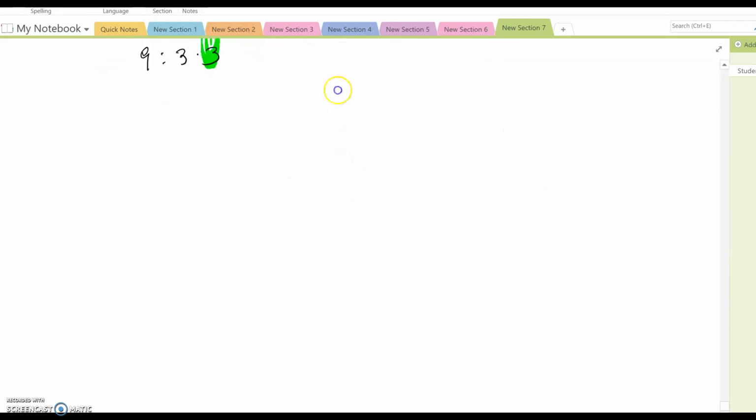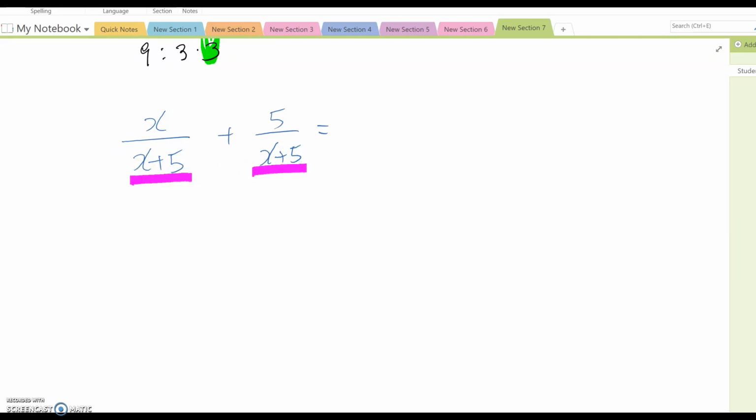So look at some examples. x over x plus 5 plus 5 over x plus 5. Do you see they have a common denominator? Yes, they have exactly the same denominator, which means you keep the same denominator and only calculate the numerator, which is x plus 5. Now, can we simplify this one? Yes, because they have exactly the same factor, you simplify them and it becomes 1 in this case.